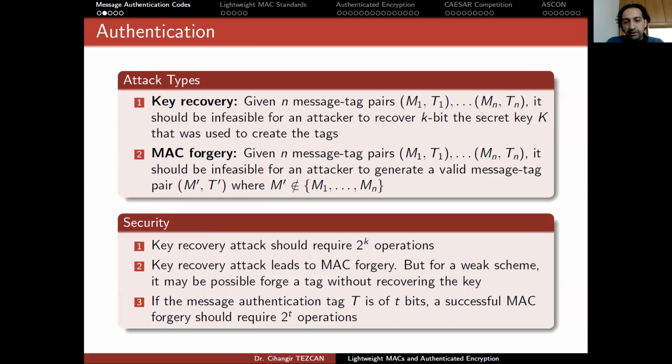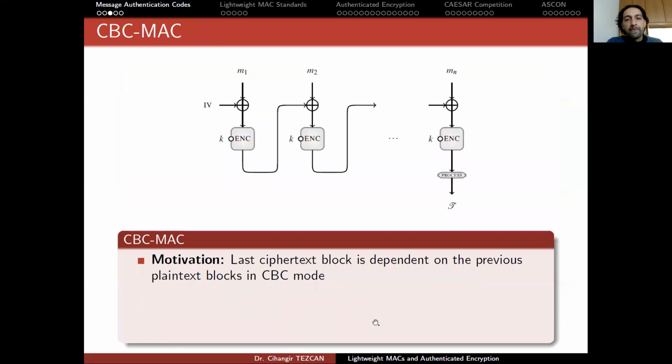So if the message authentication tag T is of T bits, a successful MAC forgery should require 2 to the T operations. So again, this is the time complexity for the brute force attack. So if you are designing a message authentication code, it should be as secure as 2 to the T operations. If you can break it with less than 2 to the T operations, then we will say that this message authentication code is broken. So it is not secure against forgery.